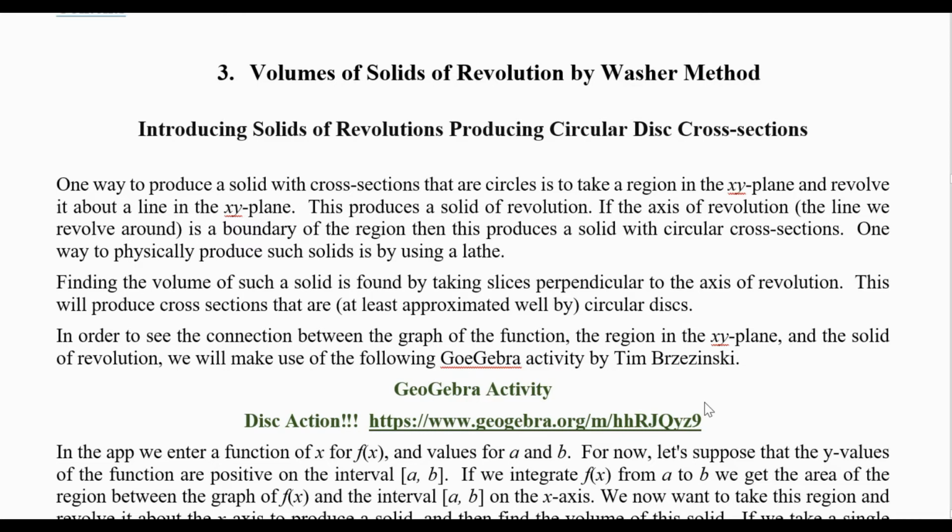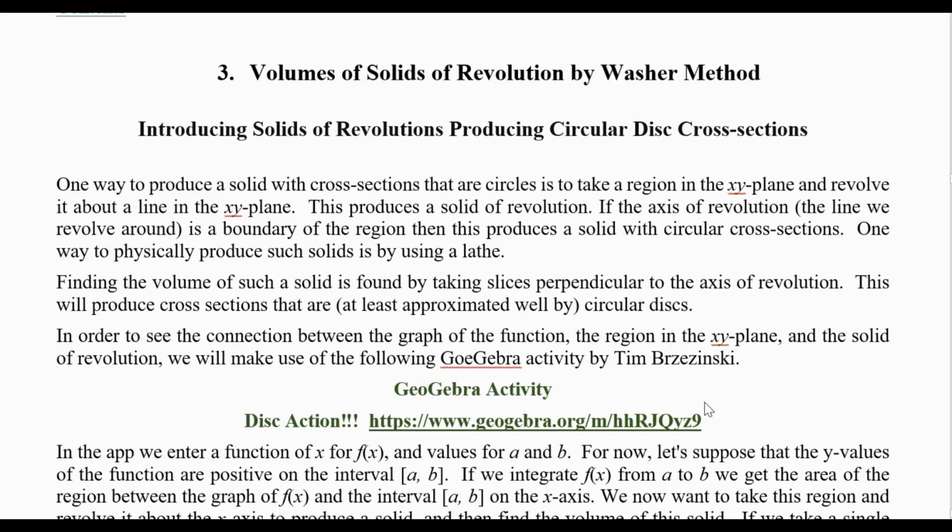In this video, we're going to start talking a little bit about volumes of solids of revolution. This one, we're going to work toward the washer method. So here we're going to actually introduce solids of revolution producing circular disk cross sections. So this would be the disk method.